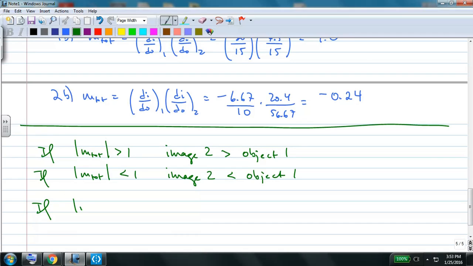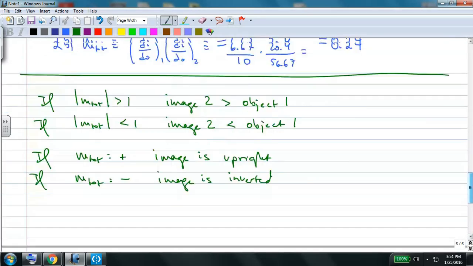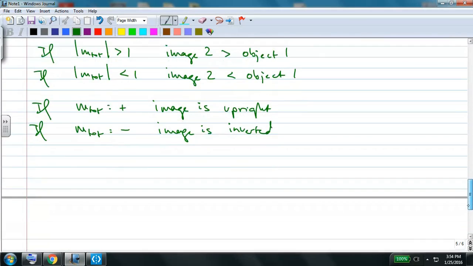If M total, not absolute value, just regular old M total is positive, then the image is upright. If M total is negative, then the image is inverted. And again, we're going to always assume that our object starts out upright. That's important.